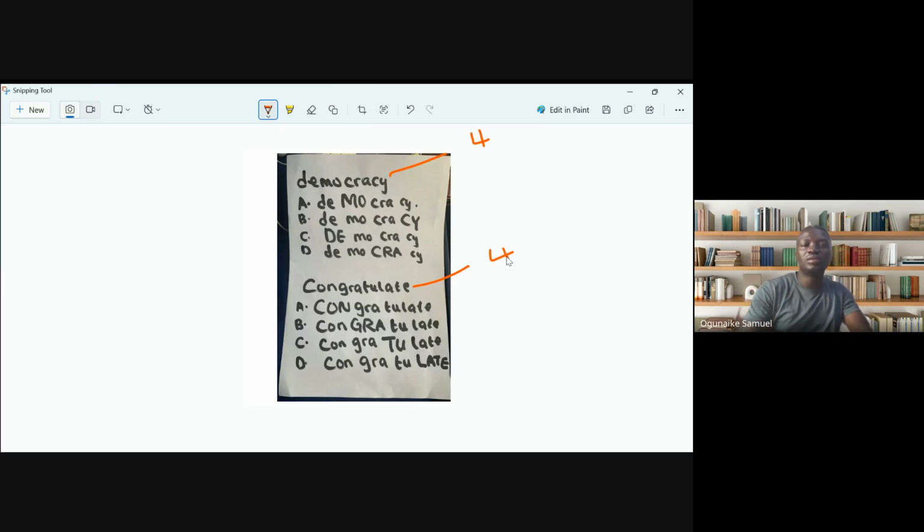Now, this one too anchors on rules. If you're familiar with the rules, you just realize that, wow, this is quite easy. For example, this is where you need to stress. Now, for this one, we start our counting from the rear. Rear means behind. So we'll start our counting from the rear, like I mentioned, and that means this cy is 1, this cra is 2, this mo is 3, and this de is 4.